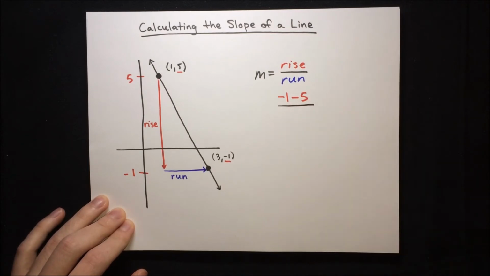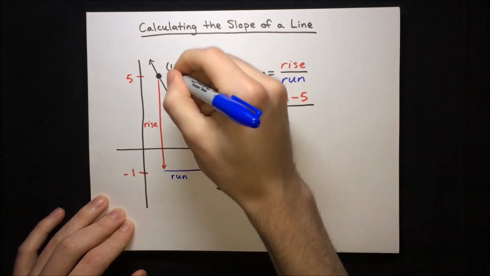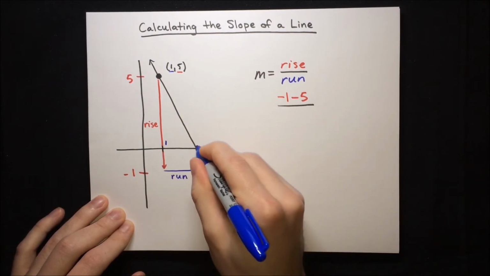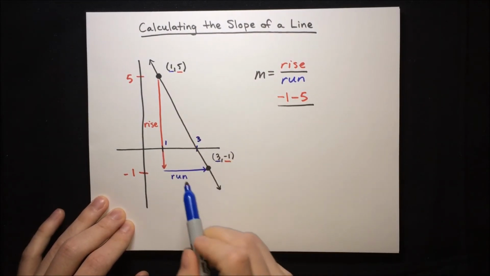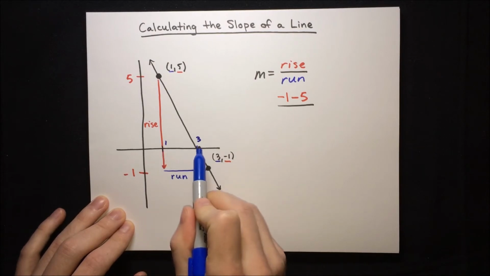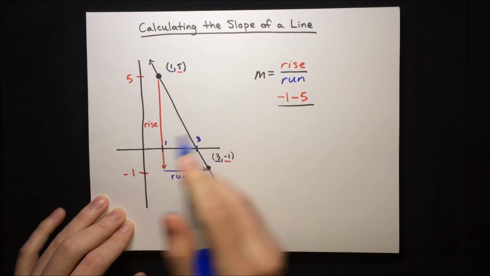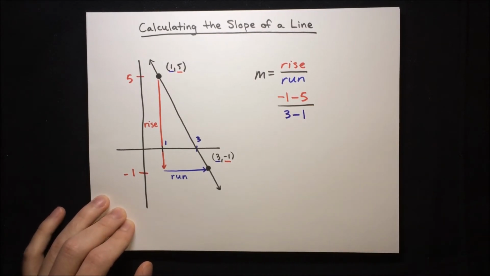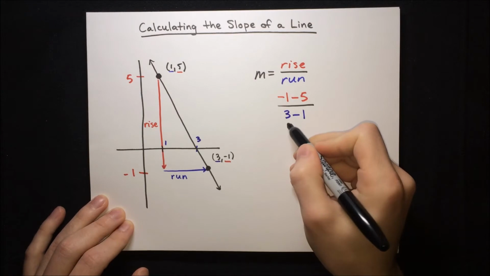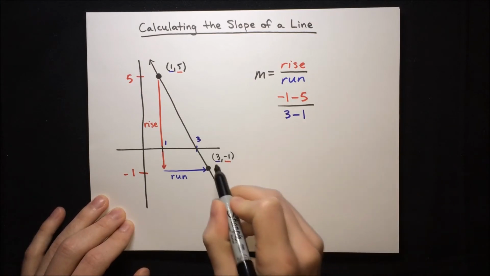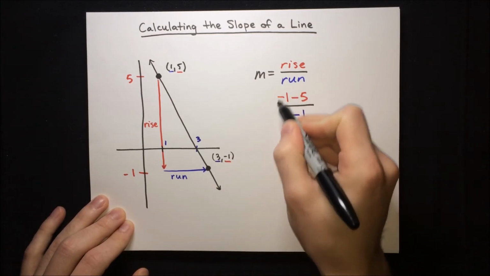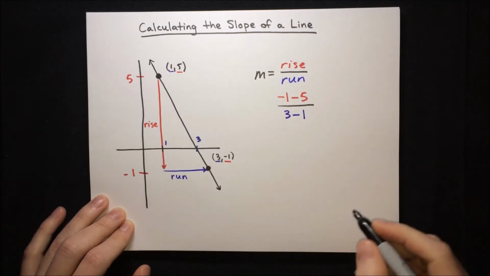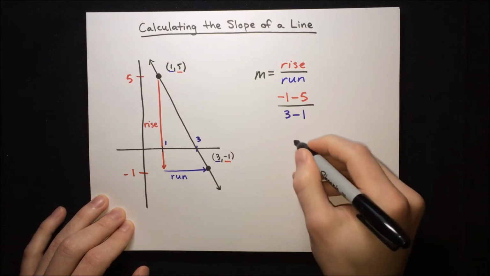And then the run, we have to look at the x-coordinates, 1 and 3. And the line runs from 1 to 3, so it's the difference, 3 minus 1, that is the run. And let's check that we have the order set up right. The point 3, -1, that comes first, good. And then the point 1, 5, that comes second, good. Okay, so now we can go ahead and do our subtraction.